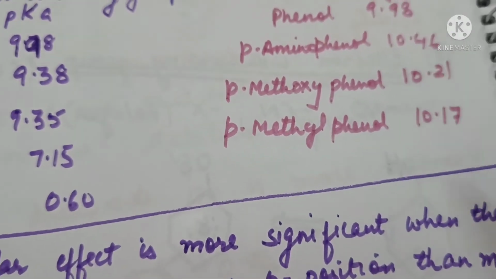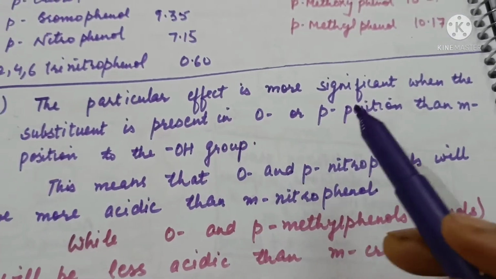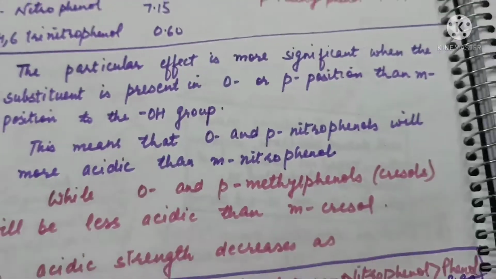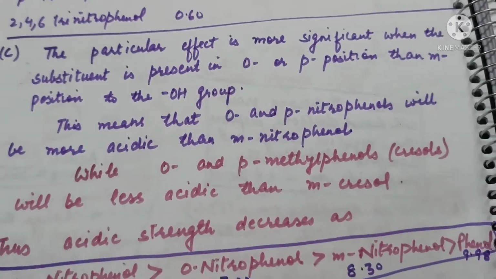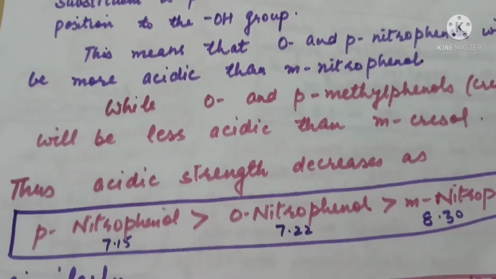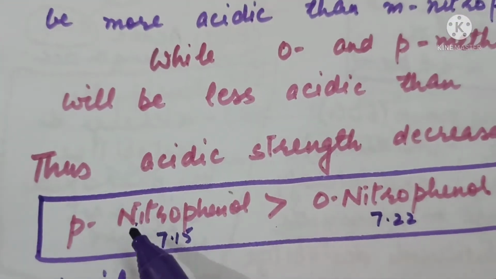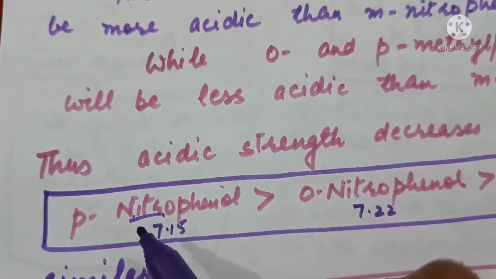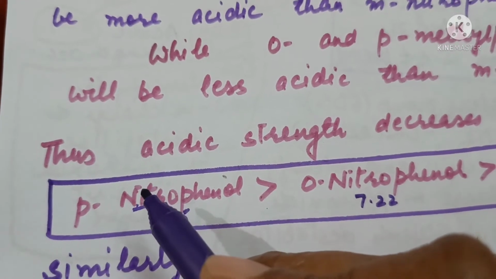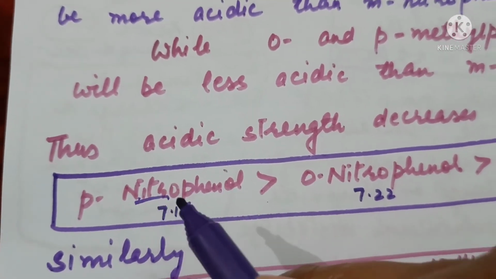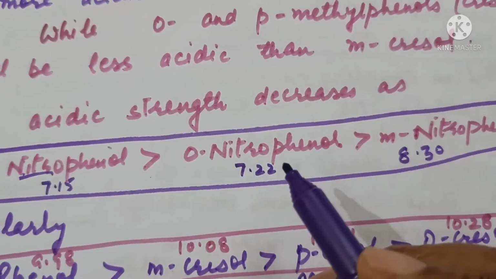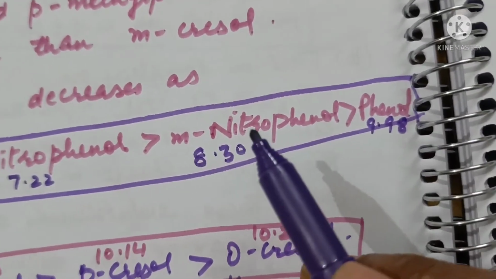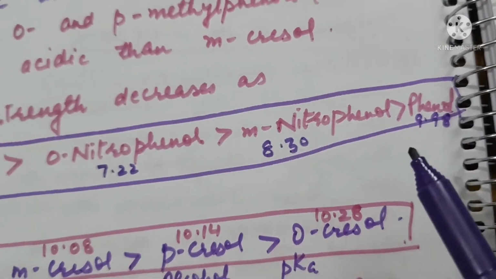Similarly, para-methylphenol. The effect is more significant when the substituent is present in ortho or para position than meta position to the OH group. When an electron withdrawing group like nitro is present at the para position of the OH group, the effect of the electron withdrawing group is maximum, so acidic character is increased. Para-nitrophenol is more acidic than ortho-nitrophenol, then meta-nitrophenol, and phenol is least acidic.